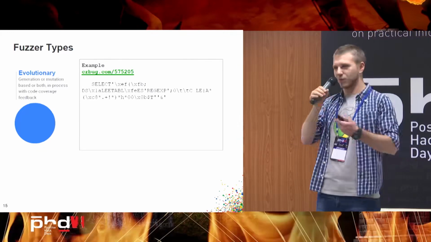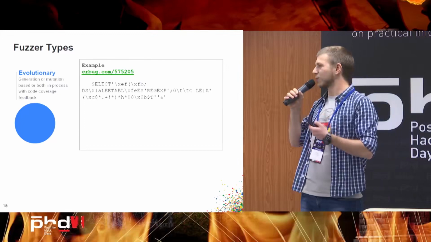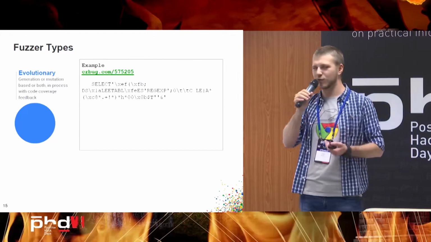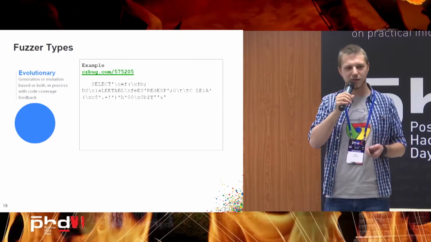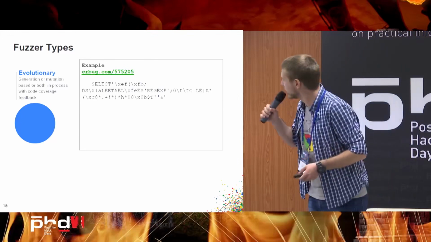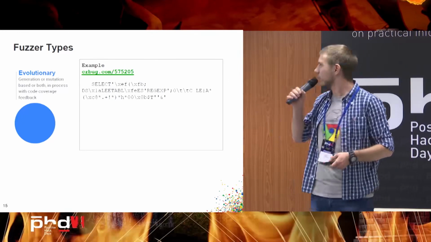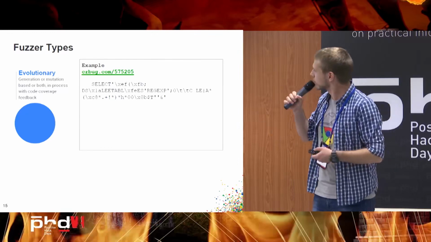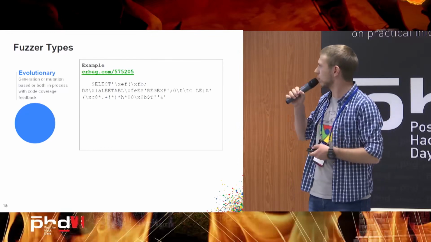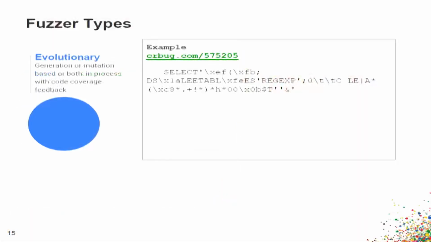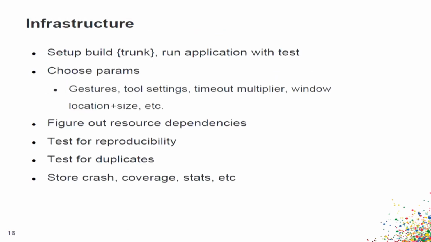And ideally, you would also get some feedback from your target, such as code coverage feedback, and that way you will know whether your recent input actually made sense or not. Well, this is a heap buffer overflow that we found with libfuzzer.